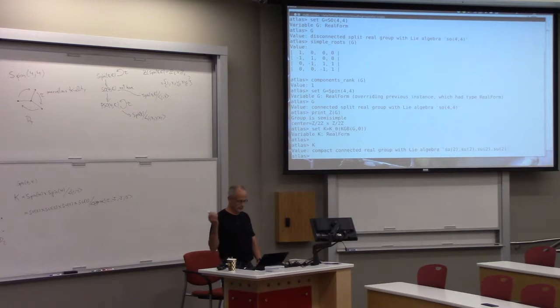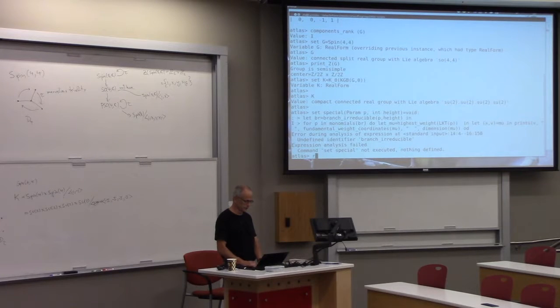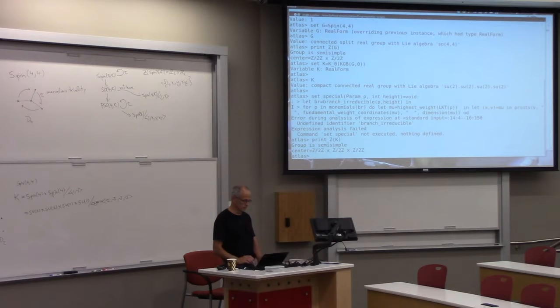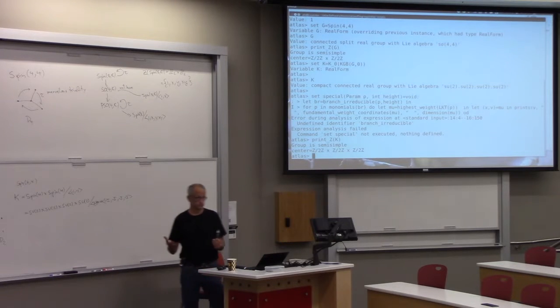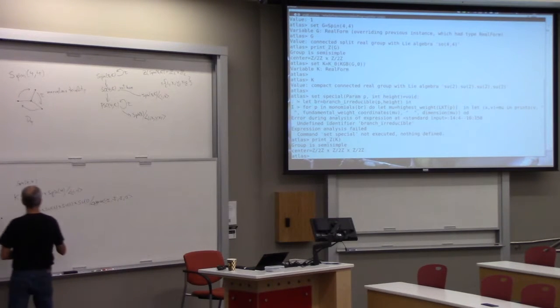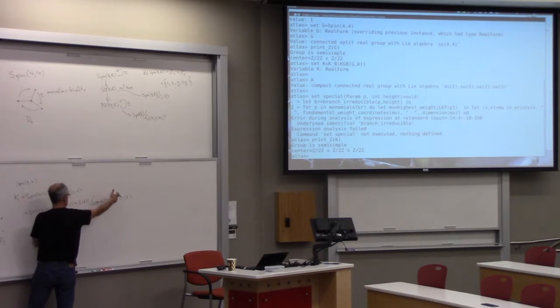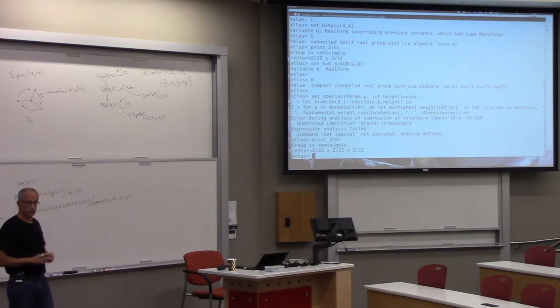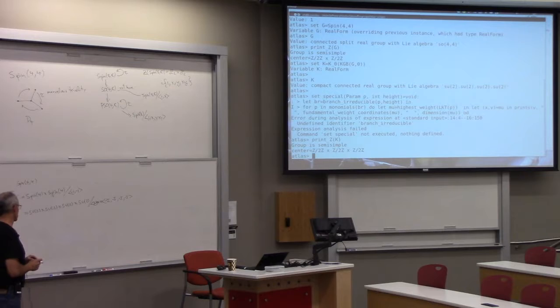It has Lie algebra 4 SU2s. And let's look at its center. It's a product of 3 Z2s. So this group has 4 Z2s. You've modded out by one of them. So we've confirmed that this is what K is.